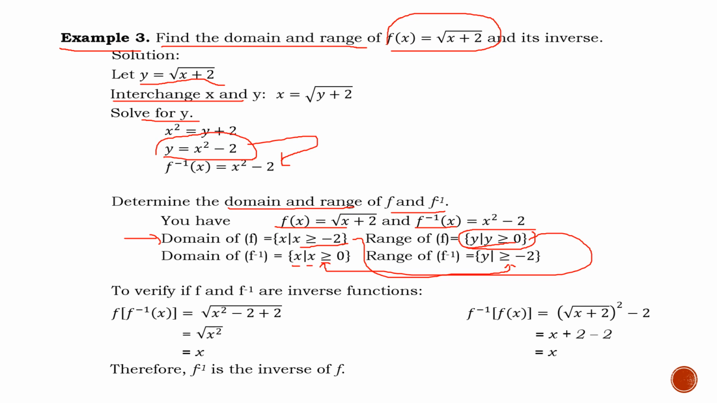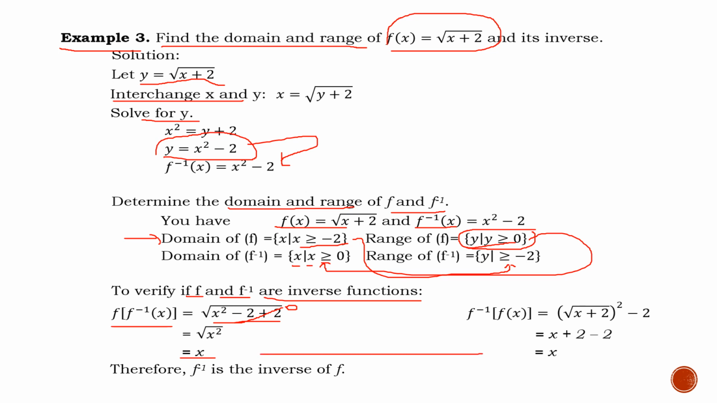It's the same scenario. Now, for us to verify if f and your f raised to negative 1 are inverse functions, we need to apply again the concept of composite function, wherein your function of your inverse function of x is the square root of x squared minus 2 plus 2. Then simply we cancel out your negative 2 and positive 2 here. That will be equal to 0. The square root of x squared is equal to x.